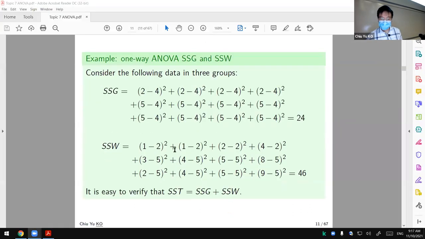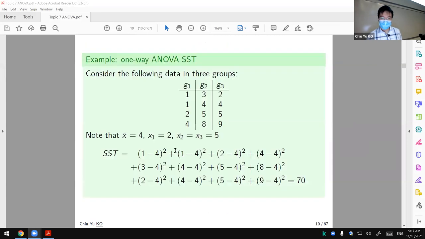So let me finish this example before we give a break. Okay. So how to calculate SST, SSW, SSG, just to give you an example quickly. Okay. We have, I think I again missed the bar here.